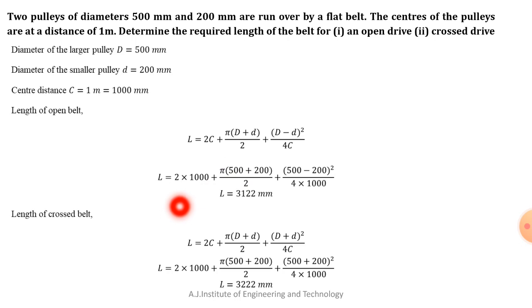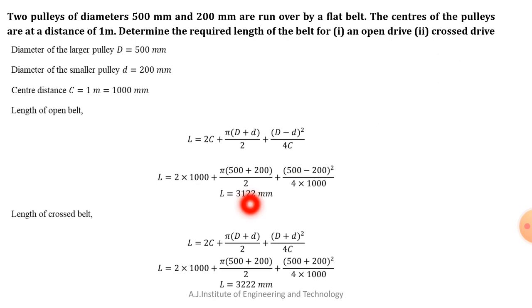So L equal to, you'll get after substitution, that is capital D as 500 millimeter, small letter d 200 millimeter, and center distance 1000 millimeters. So you'll get a length of belt for open belt drive, you'll get 3122 millimeter. So you can convert into meter also, that is 3.122 meter.